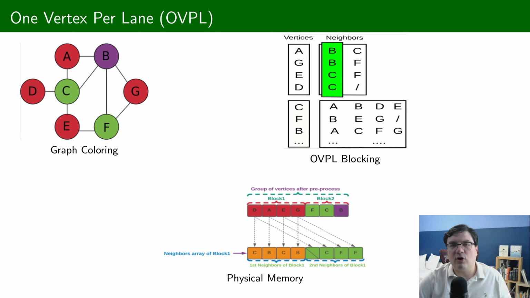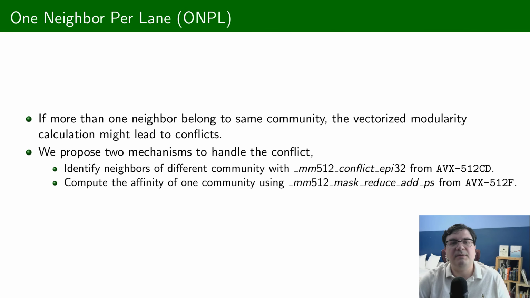Second, each block of vertices is represented contiguously in memory by interleaving the neighbor list of the vertices of the block. OVPL has a high memory requirement because it needs to keep many affinity data structures live simultaneously. One neighbor per lane solves the problem by processing a single vertex at a time, using the different SIMD lanes to process different neighbors. The challenge is that while different vertices are on different lanes, they could be part of the same community, which would cause unsafe memory accesses to the same location.